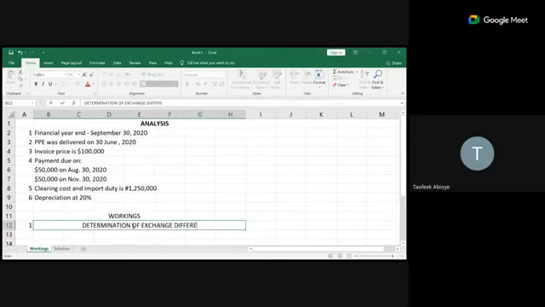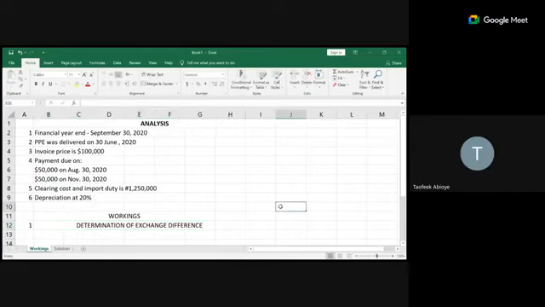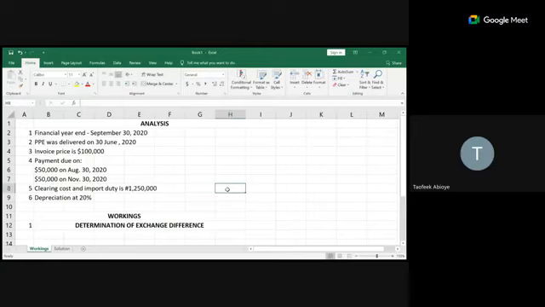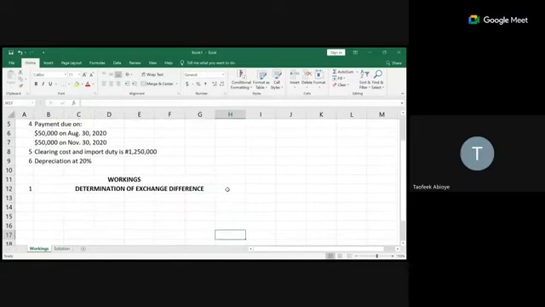So we must quickly determine that exchange difference. So how do we determine our exchange difference? It is very, very simple. Please, let's take notes. Exchange difference is very simple. It's something we know.